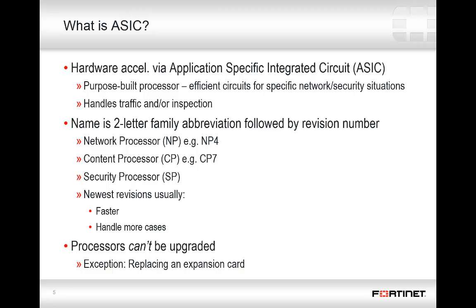Which ASIC is newest? Chip revision varies by FortiGate model. The chip's name is two initials followed by the revision number: one for the first revision, two for the second revision, and so on. For example, the first revision of Fortinet's network processor is called NP1.